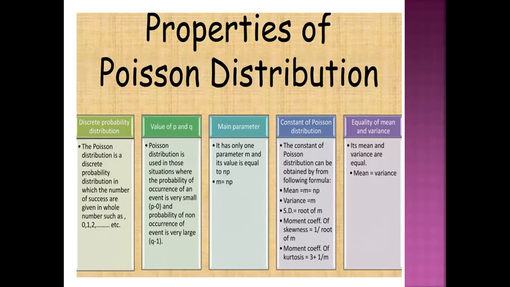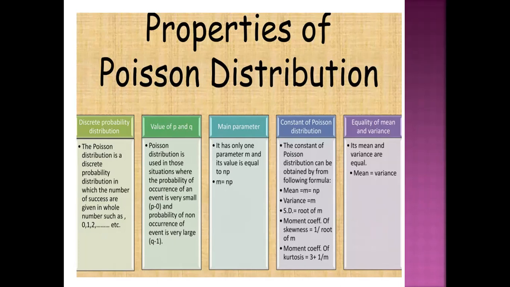Poisson distribution is used in those situations where the probability of occurrence of an event is very small and the probability of non-occurrence of the event is very large. The mean parameter is m, and the constants of the Poisson distribution can be obtained by the formula. The standard deviation is root of m, and the coefficient is 1 over root of m.